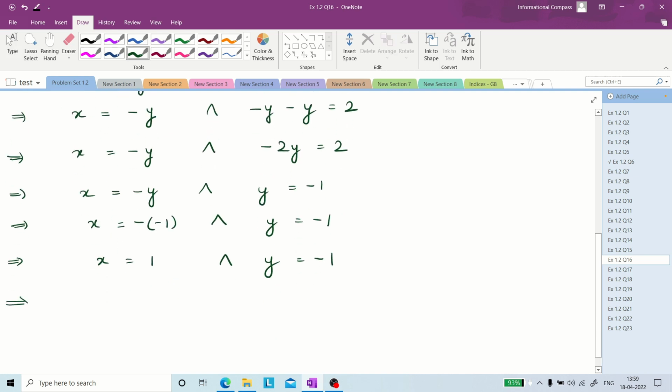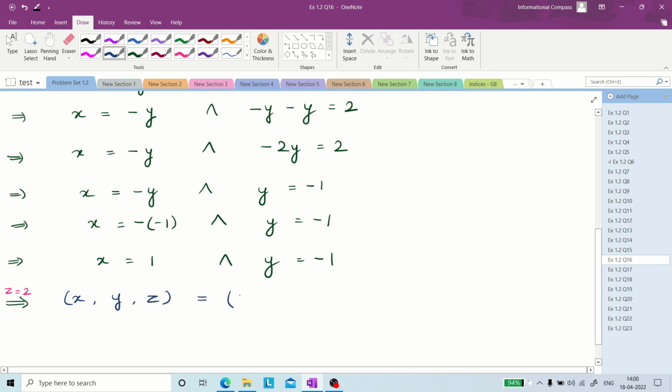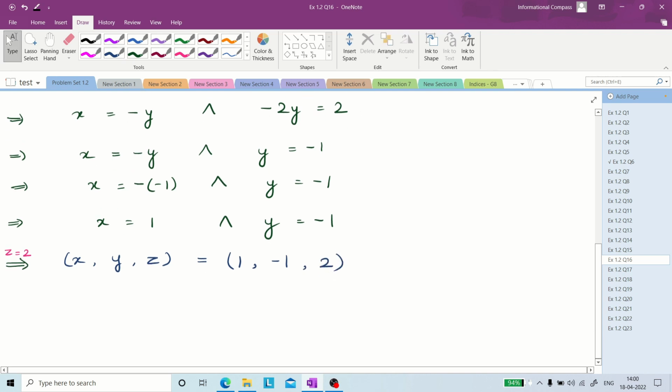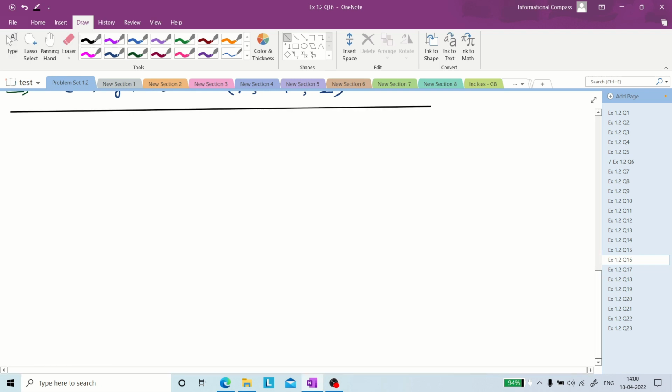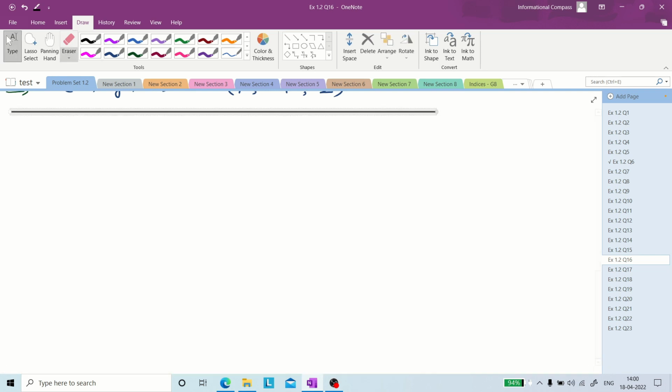So this is our answer. When z is equal to 2, what do you get? You get x, y, z as 1, minus 1 and 2. Okay, moving on further. So now I'll just draw a line because we are at the next part of this question.